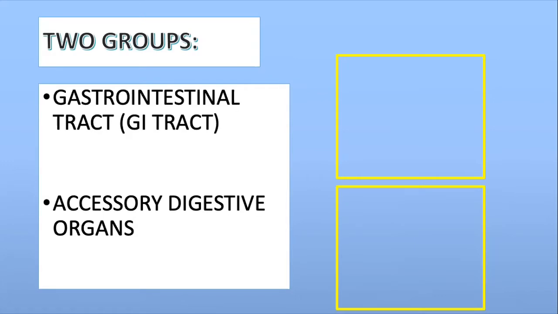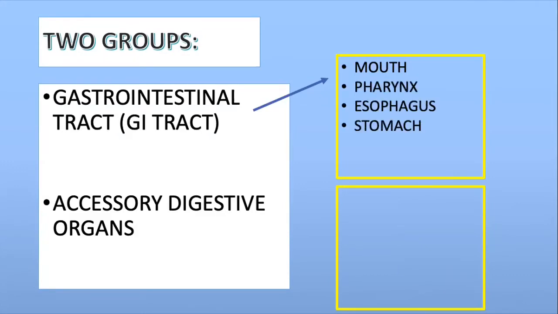So, saan-saan kayo nabibilang? Ano-ano kaya ang mga organs na under these two groups? So, for the gastrointestinal tract, the mouth belongs to the GI tract, the pharynx, the esophagus, the stomach, the small intestine, and the large intestine. So, wala nang iba. So, all of these, the mouth, pharynx, esophagus, stomach, small intestine, and large intestine, all belong to the GI tract. Okay?